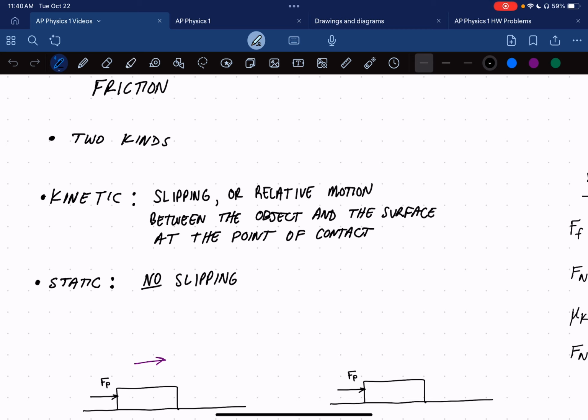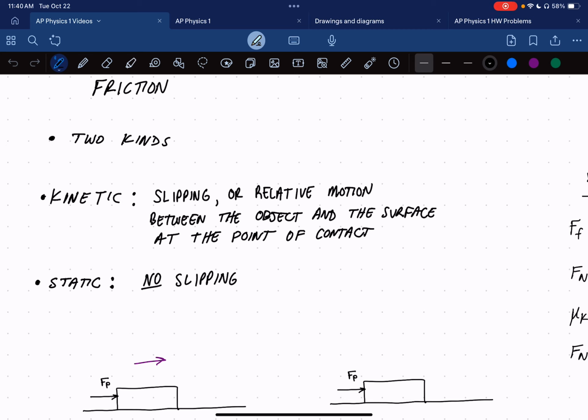Kinetic friction. I'll also use the example of moving a dresser in your bedroom, right? So you're pushing on your dresser and it's sliding across the floor there. There's relative motion between the object and the surface at the point of contact.